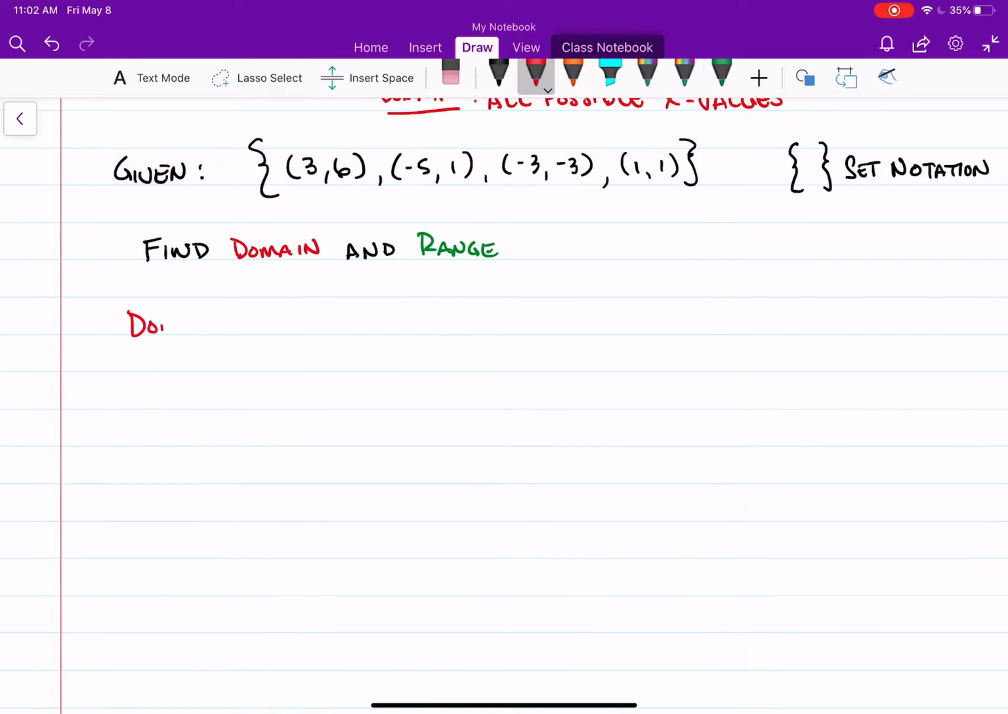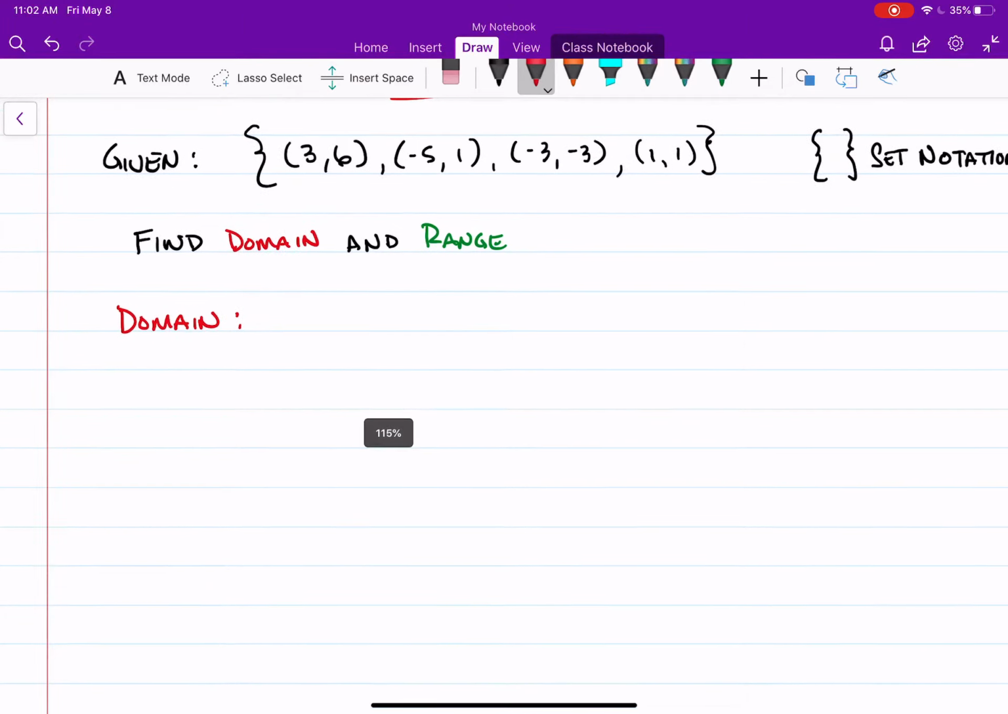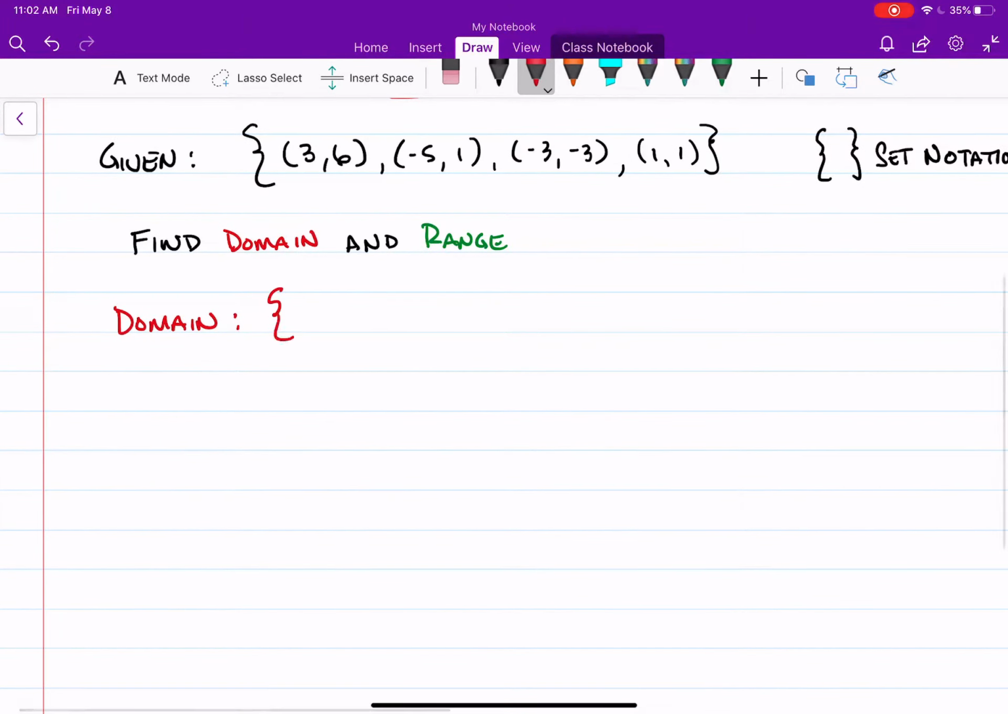So the domain, if I'm given points, is nice because I can read the x values off. In this case, I see 3, -5, -3, and 1. So I say -5, -3, 1, and 3. Now you're going to say, wait a minute, why didn't you write the 3 first and why did you write the -5 first? It's because whenever I give a set of something, I typically want to go least to greatest, all right?